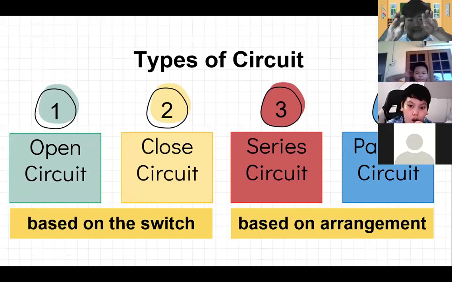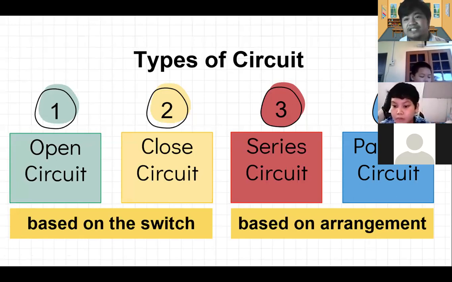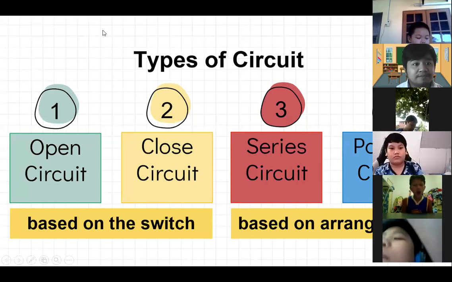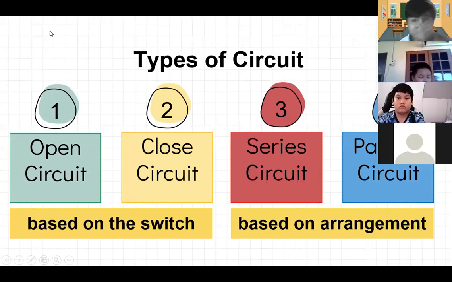Okay, you do this, okay? For series circuit, the light bulbs are side by side, okay? And there is only a single path for the electricity to flow through, whereas in the parallel circuit, we have multiple paths, okay? Do you understand?